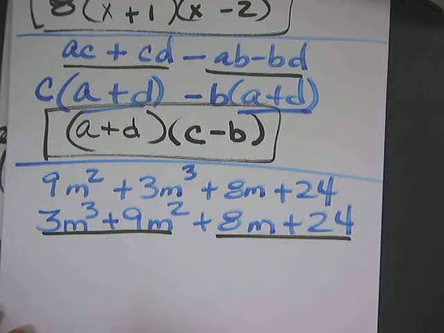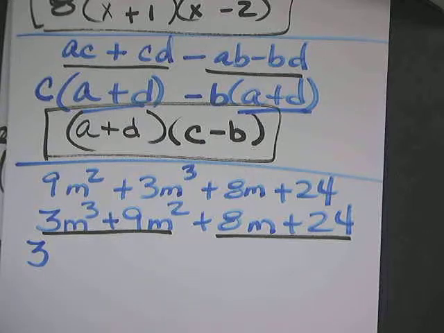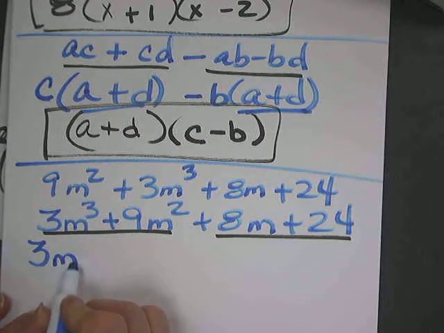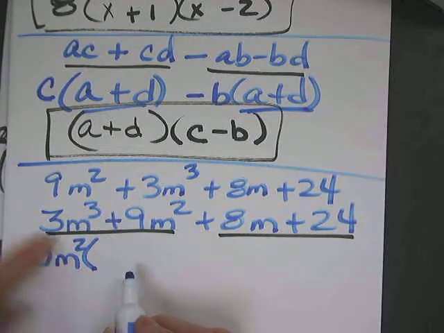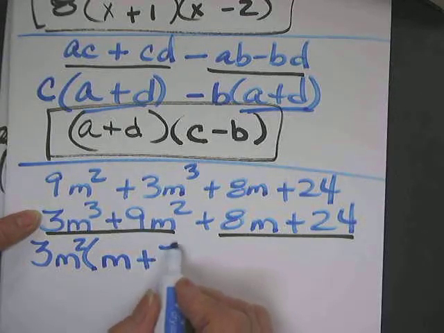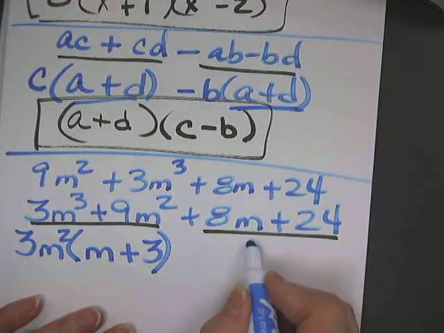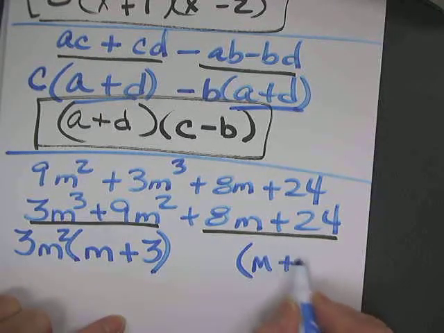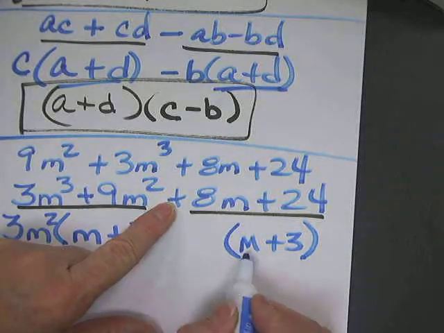Cubed, squared, and then 1, and then none. Now they're in descending order. Group. Say it. Gotta teach you guys how to say group. 3, right? What do they have in common? M, yes, 3m squared. Yes, very good. 3m squared. Okay, they both have 2 at least.